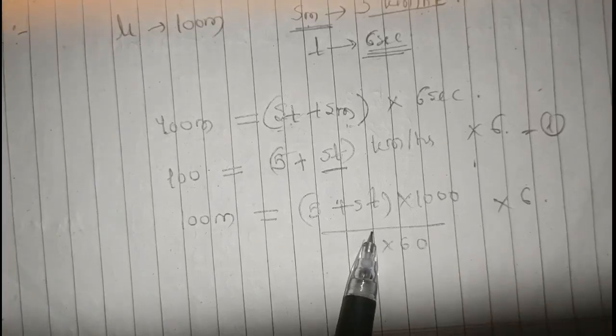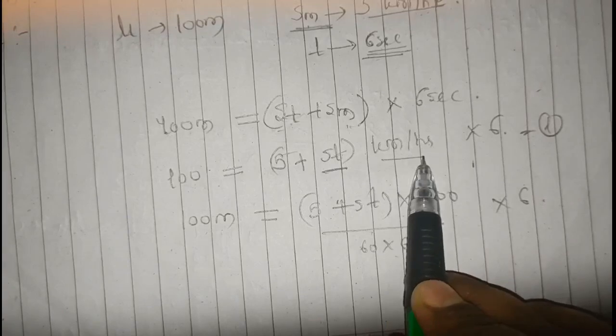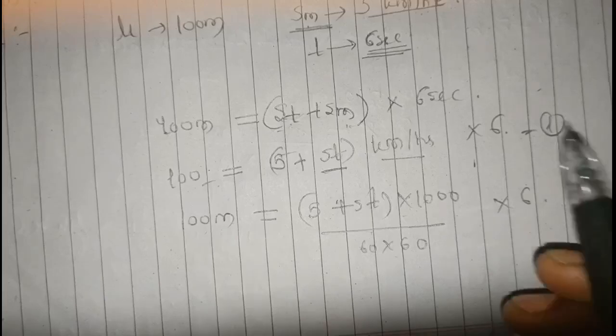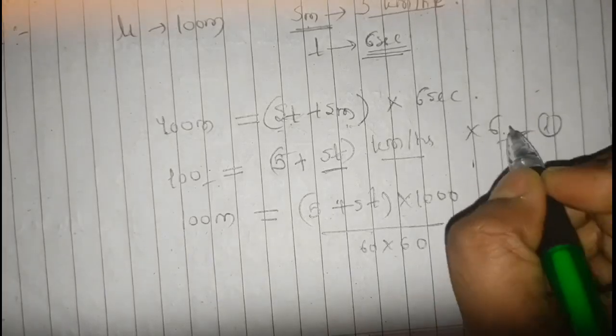So if we solve this, 100 meters, right, and 5 plus st, into 1000 meters by 60 into 60 into 6. It is easier for you to just try to understand what I have written here. Why have I written this? Because the units are kilometer per hour. This is meters, and this 6 is nothing but seconds, right? Because of the time that is taken to meet each other, and this is in kilometer per hour. Now when we multiply, this whole thing is kilometer per hour.